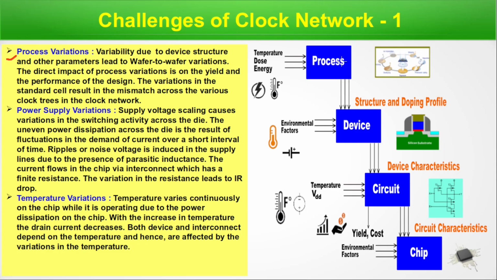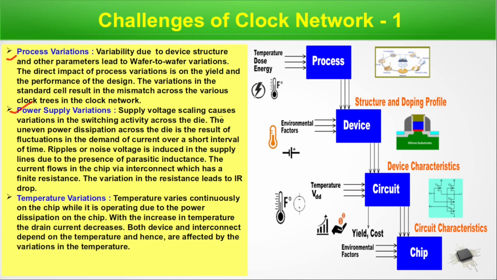That is variation. Variability due to device structure and other parameters lead to wafer-to-wafer variations. The direct impact of process variations is on the yield and the performance of the design. The variations in the standard cell result in the mismatch across the various clock trees in the clock network. From one wafer to another wafer, there is variation in performance.